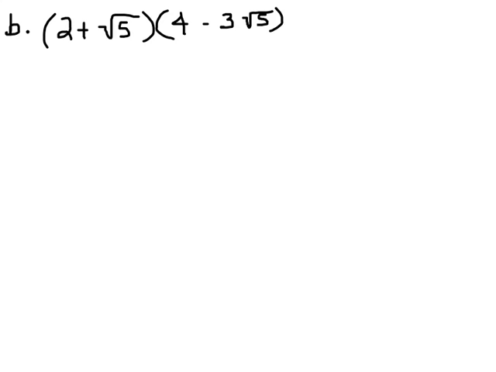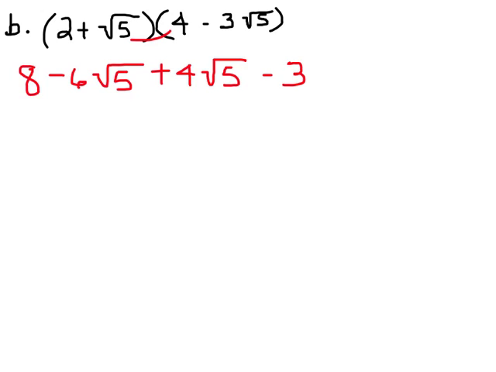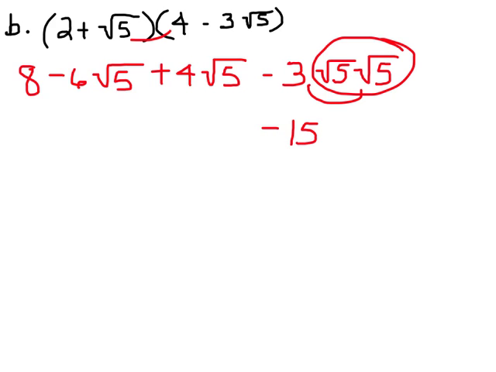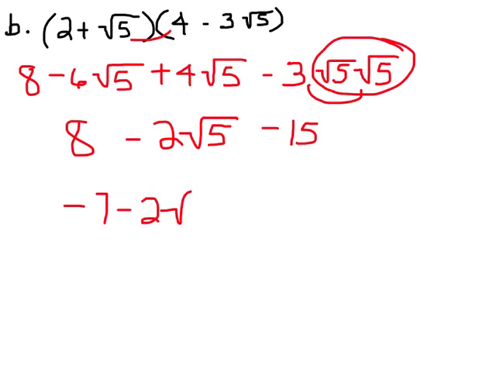Alright, in B, we've got the first two terms. 2 times 4 is 8. And then 2 times negative 3 square root of 5 is negative 6 square root of 5. And then our inside terms, we have positive 4 square root of 5. And then we have negative 3 times square root of 5 times square root of 5, which we know is 15. Now, negative 6 square root of 5 and positive 4 square root of 5 equals negative 2 square root of 5. And 8 and negative 15 would give us negative 7 minus 2 square root of 5.